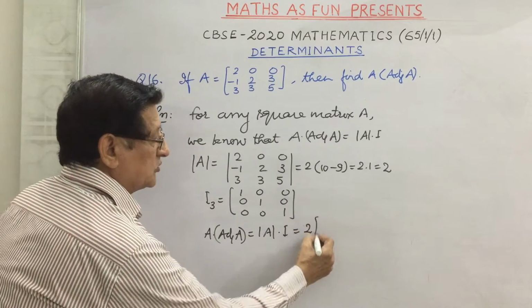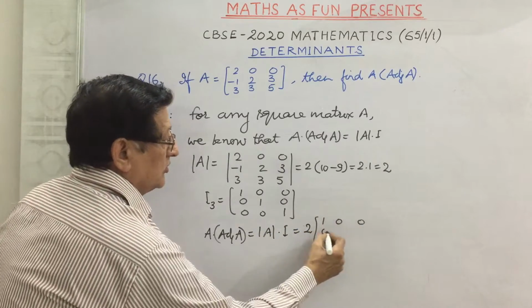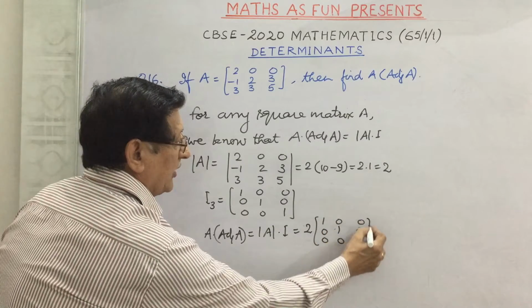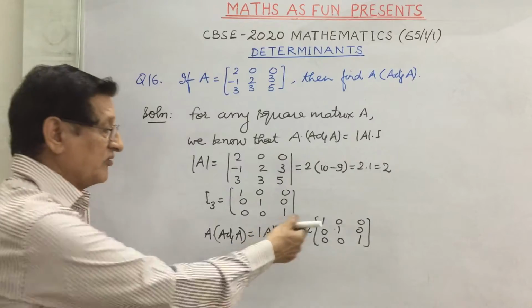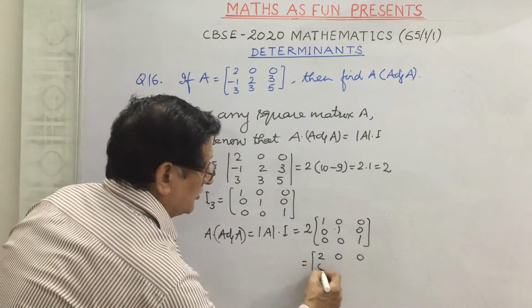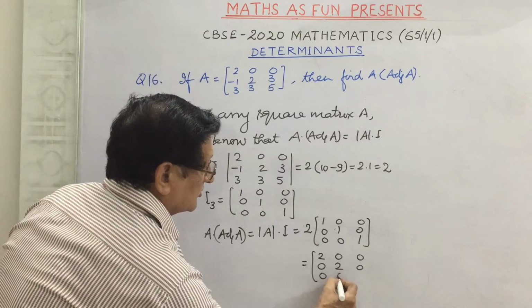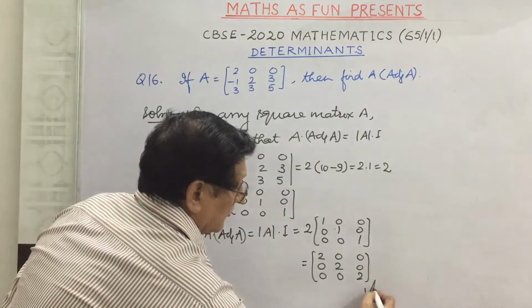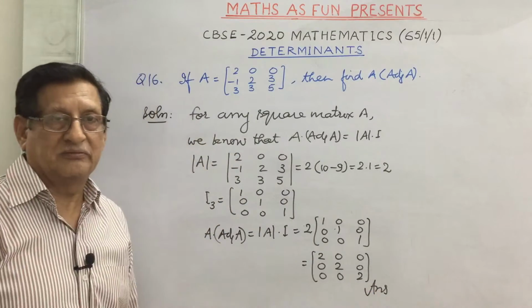And we can write now A into adjoint A is equal to determinant A into I, that is 2 into 1 0 0 0 1 0 0 0 1. And when we multiply, this comes as 2 0 0 0 2 0 0 0 2, and like this we can write the answer for this particular problem.